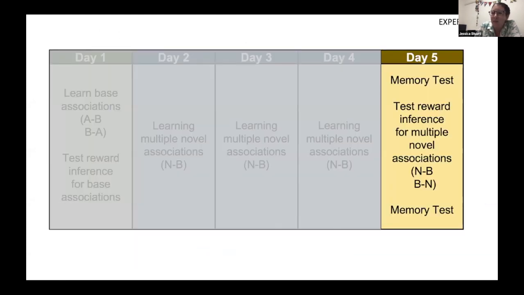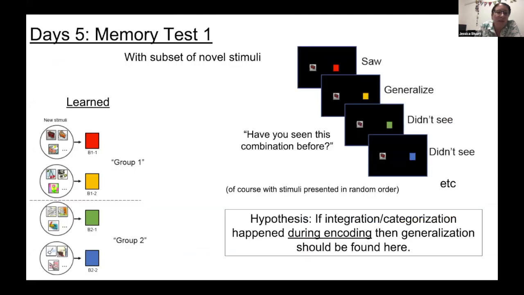Then on the 5th day, we're going to do a bunch of different tests. The first test will be with a subset of the novel stimuli. There's an example up in the top right-hand corner. They might see a stimulus that belongs to group 1, the red group 1 B1. This is one that they've literally seen together, and we're going to ask them, have you seen these together before? If they can simply recall this, they can say yes. But then in another kind of trial after that, they might see it with the yellow B1 too. They literally haven't seen these 2 together, but they might actually have created a false memory, particularly if they've integrated this, I should say.